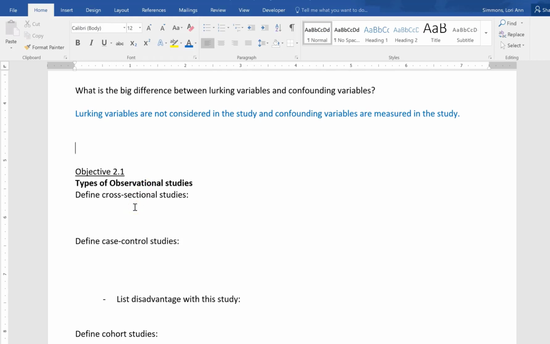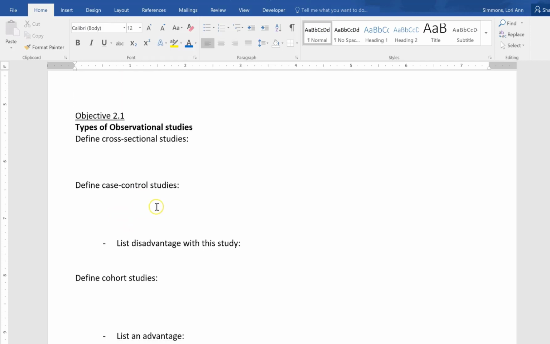We are now going to cover the 3 observational studies. We have cross-sectional, case control, and cohort. Cross-sectional is an observational study that collects information about individuals at a specific point in time.